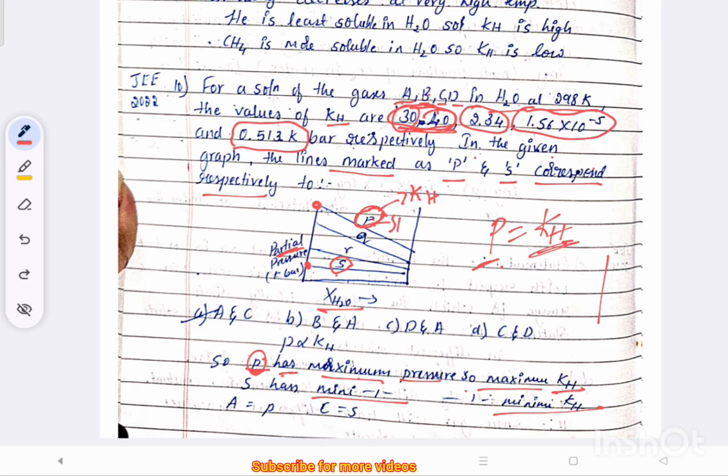So P is representing A. S has very less KH value. In this, which has very less? C has very less. So S is representing C. So option A and C is correct.